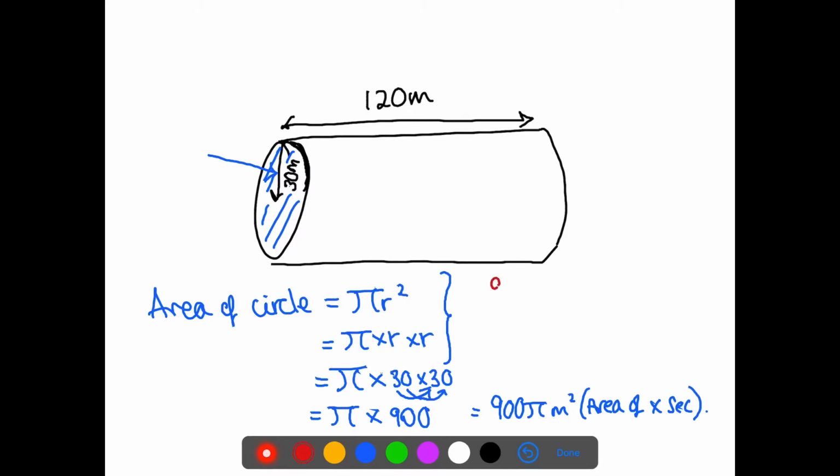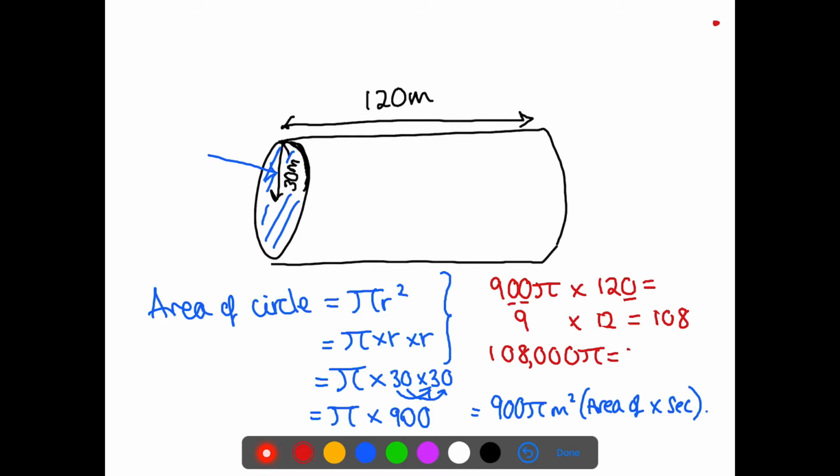Okay, now then the next bit we need to do is take our 900 pi and times it by 120. Now if you've got a calculator, that's fine, you can do that on your calculator. If not, you could do 12 times 9, or 9 times 12, sorry. So let's write it the other way around so that we're keeping it in fashion. 9 times 12 actually equals 108. But we've got 1, 2, 3 zeros. So it's actually 108,000 pi.